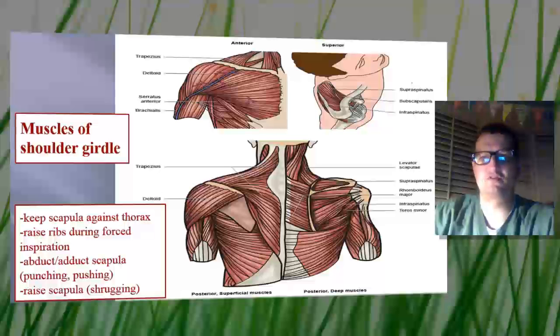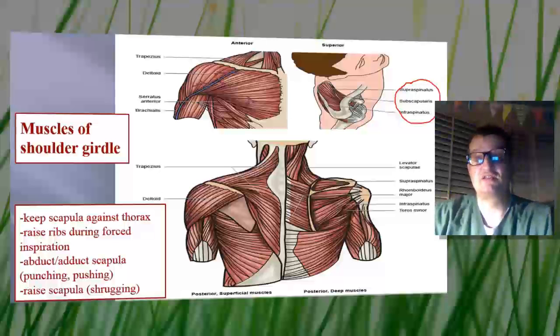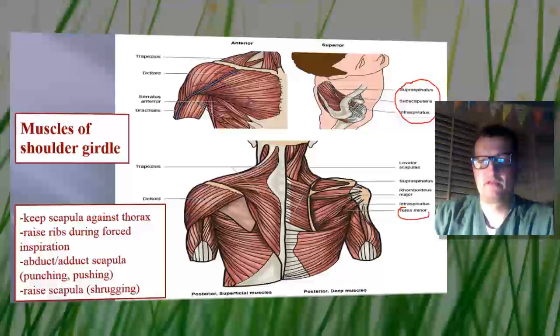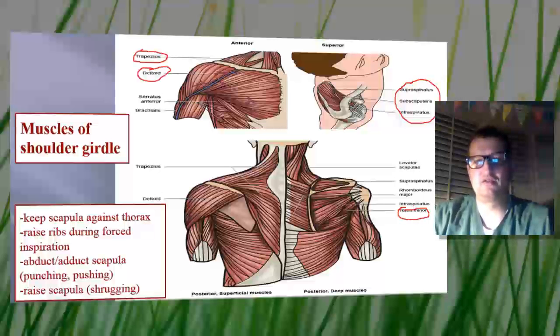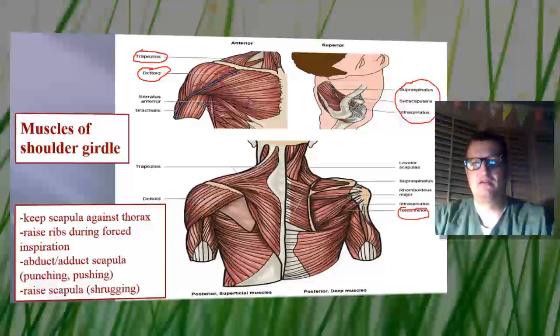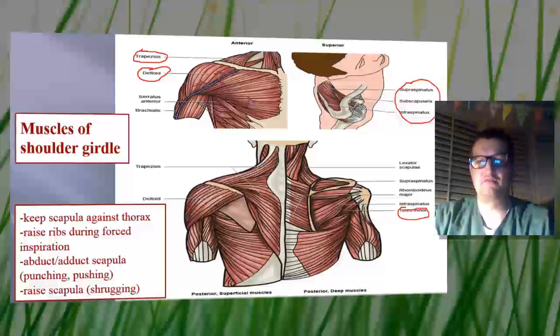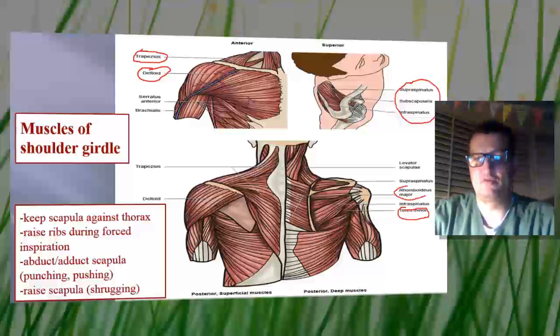You have the supraspinatus, subscapularis, infraspinatus, and then the teres minor here. Superficially, the trapezius and deltoid, and then deep to that, you have the rotator cuff muscles and the rhomboids, which are responsible for adducting the scapula, or pulling them inward like this. These are the rhomboids right here in this region.